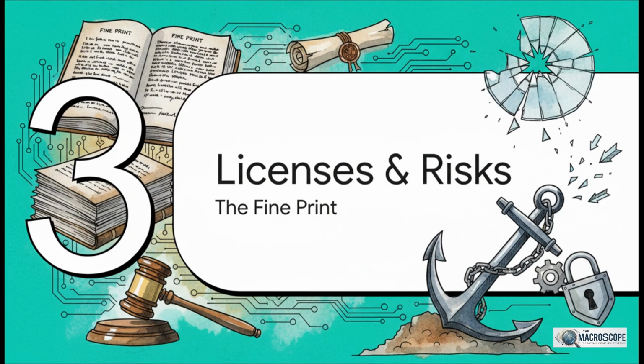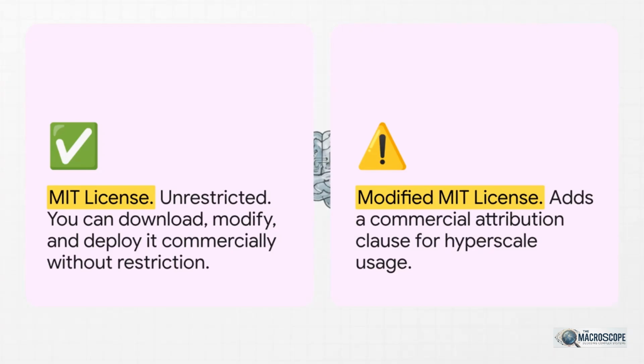Okay, now for a topic that's easy to overlook but is absolutely critical for any business: the licenses and the real-world stability of these models. This is the fine print, and trust me, it can make or break your entire project. And this right here is a huge difference. GLM 5 is under a standard MIT license. That means it's totally unrestricted. Go nuts. Use it commercially, modify it, no strings attached. Kimi K 2.5, though, uses a modified MIT license.